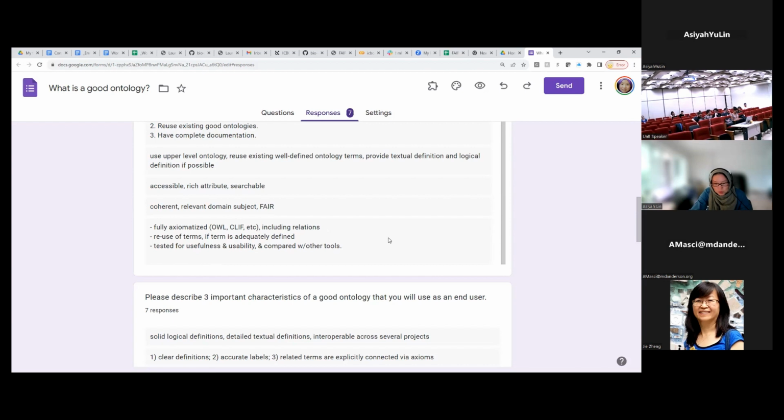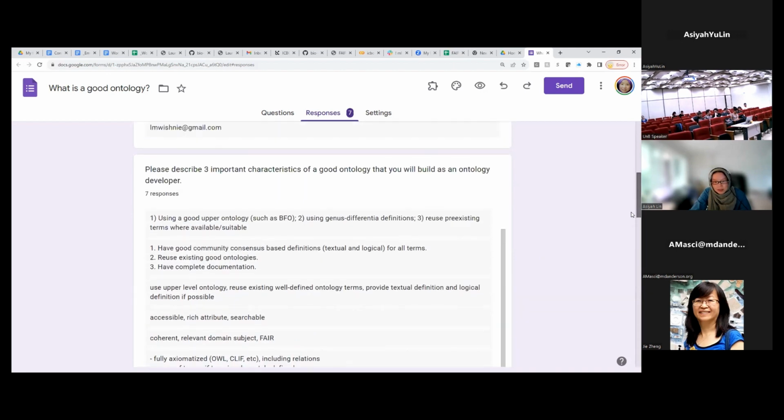So the pattern that we see here is the emphasis of the definition, both textual and logical.